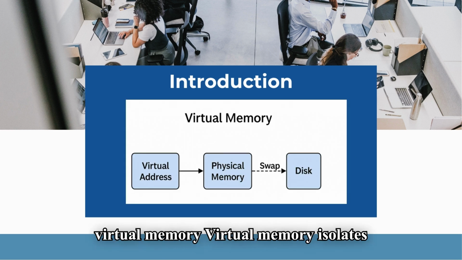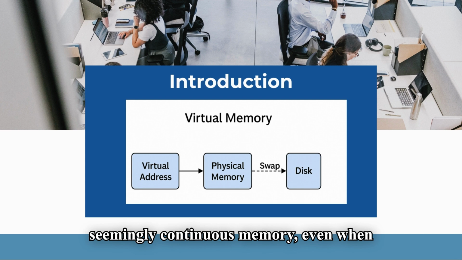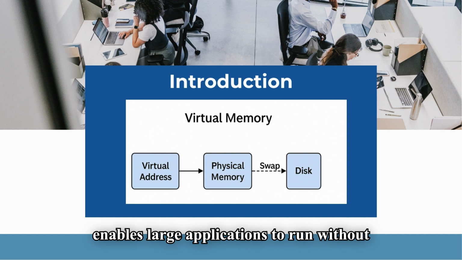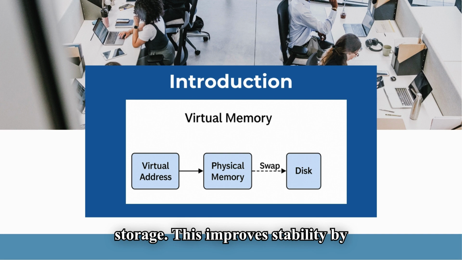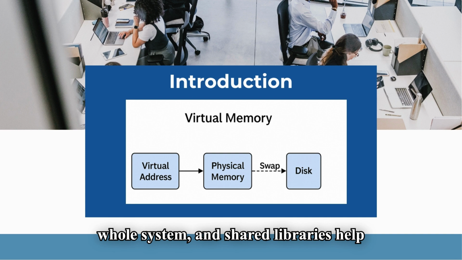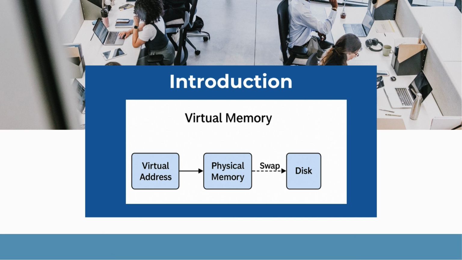Importance of virtual memory. Virtual memory isolates processes, making them secure and efficient by allowing them to access seemingly continuous memory, even when it's physically scattered. It also enables large applications to run without exceeding RAM capacity by using disk storage. This improves stability by preventing one process from crashing the whole system, and shared libraries help save resources. The multi-level paging system efficiently translates virtual addresses to physical ones.